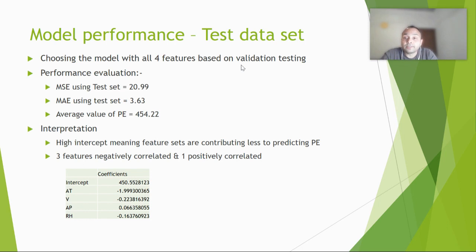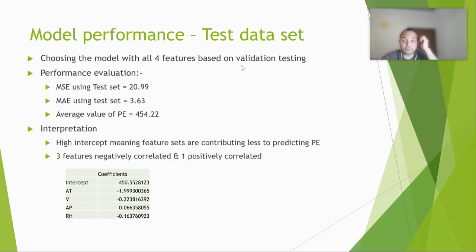Now a little bit of interpretation of the model. We have a high intercept value, meaning that the environment features are playing a role, but they're not contributing as much to predicting the PE value. The intercept itself is 450, which is pretty close to the average value of PE, meaning that the PE value is very close to the constant that we're getting out of the model.